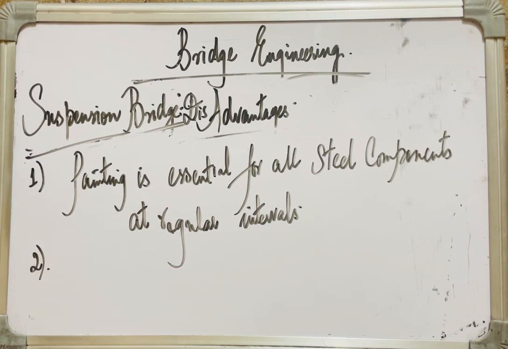Next one is that the superstructure cost proves to be higher than other types of spans, particularly in the span ranges of less than 250 meters.